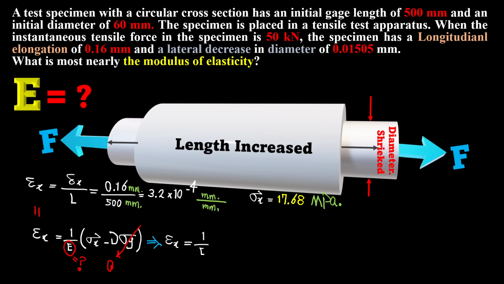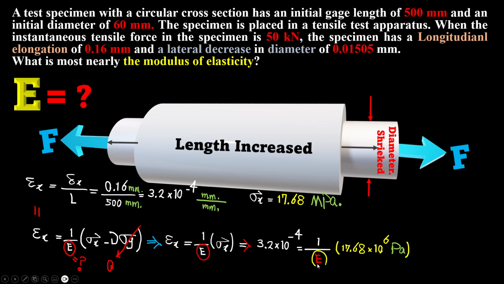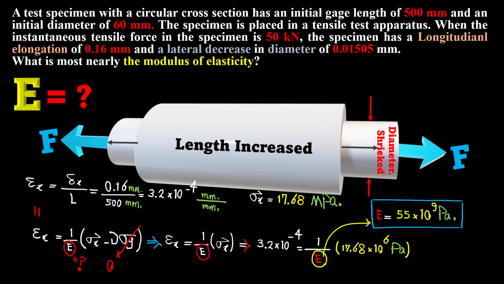If we rearrange our equation, epsilon x is equal to 1 over the modulus of elasticity times the stress in the x direction. By replacing the numeric values in the equation, the only unknown is E. And if you do so, it gives you a modulus of elasticity equal to 55 times 10 to the 9 pascals.